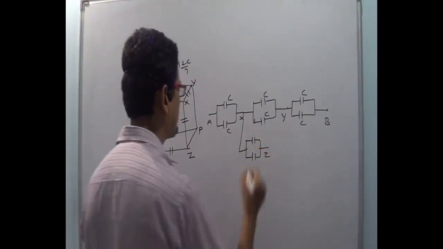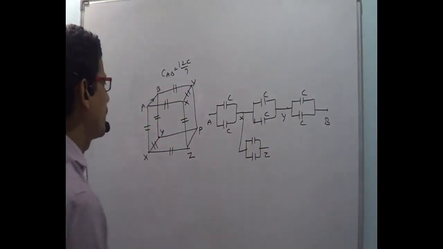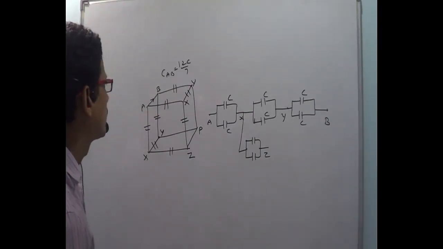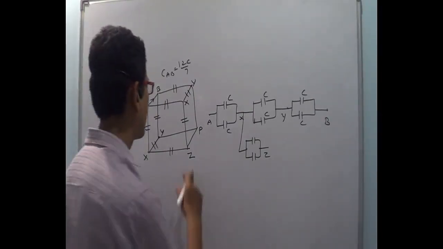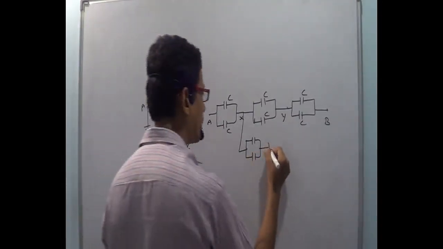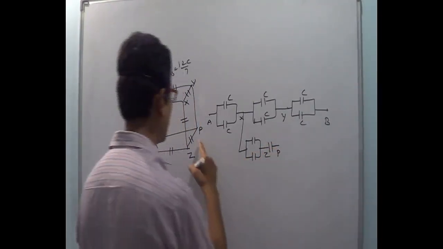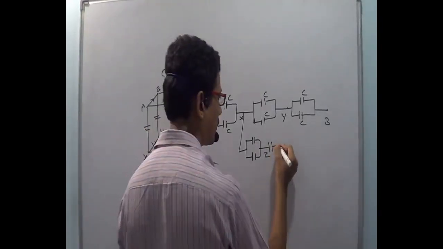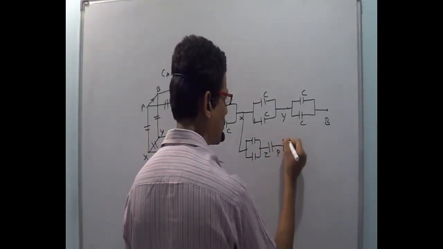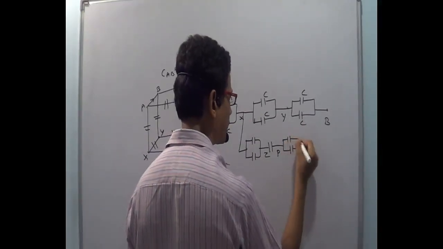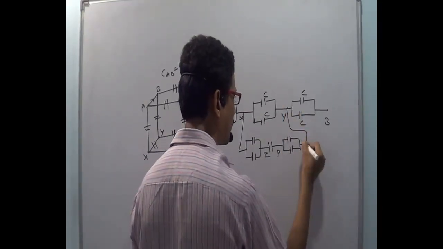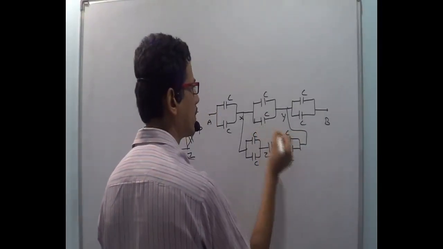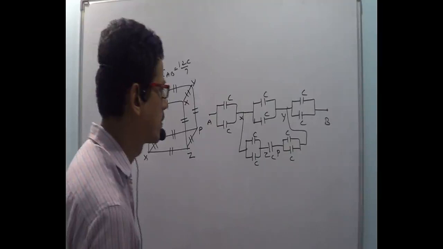This is point Z. And between Y and P there is also one. Between Y and P there are two. Between Z and P, how many? Only one. Z and P one is there, and P and Y two capacitors are there. So I will join it like this. This is C, this is C, this is C. Now everything is series parallel. We can solve this, right?